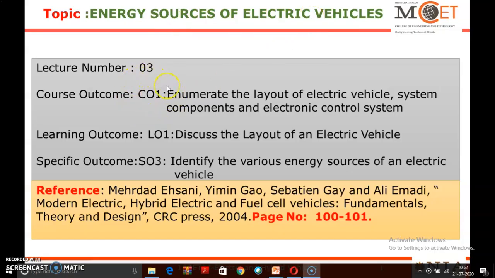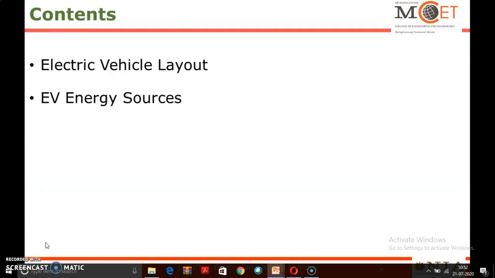This comes under course outcome 1, which deals with the layout of the electric vehicle, system components and electronic control systems, under which lesson outcome 1 is to discuss the layout of an electric vehicle, under which specific outcome 3 is to identify the various energy sources available for the electric vehicle drive systems. Next. So in this class, we will see the electric vehicle layout and electric vehicle energy sources.